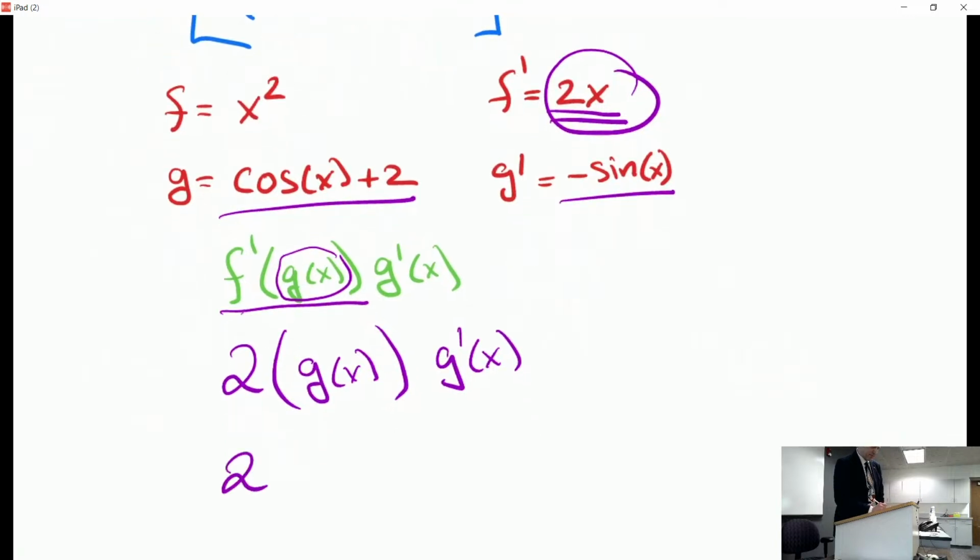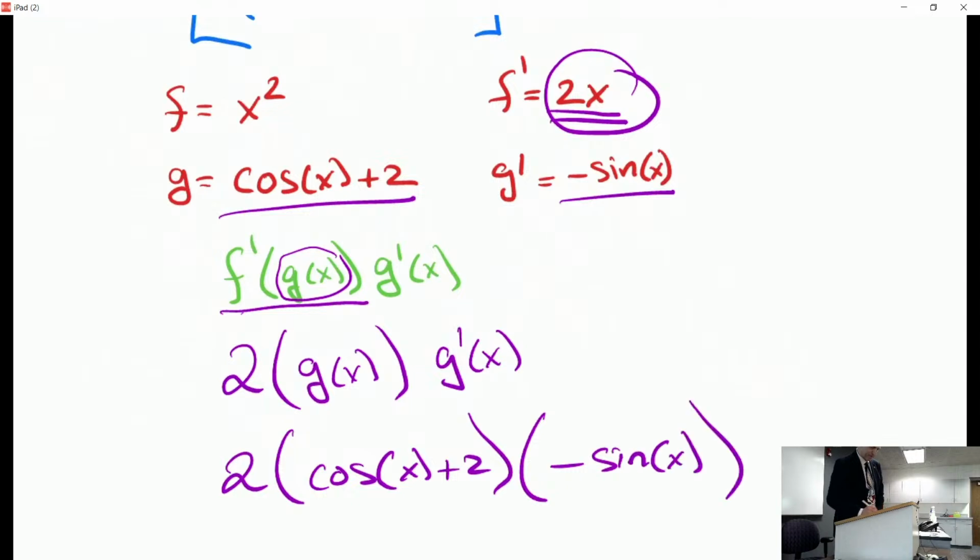So that's the next step, 2 times cosine of x plus 2. And then the g prime thing is negative sine of x. Do I need to simplify? No. This will be sufficient.